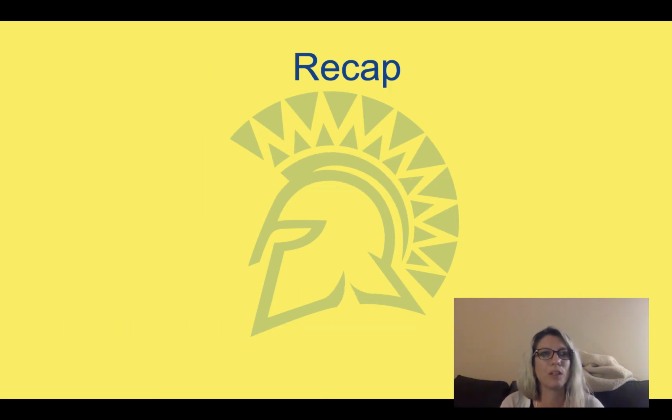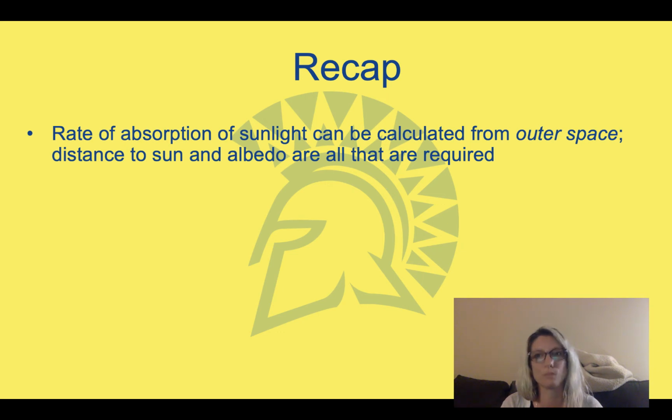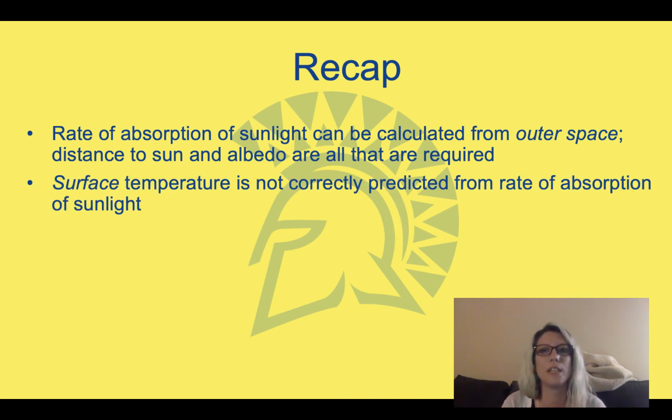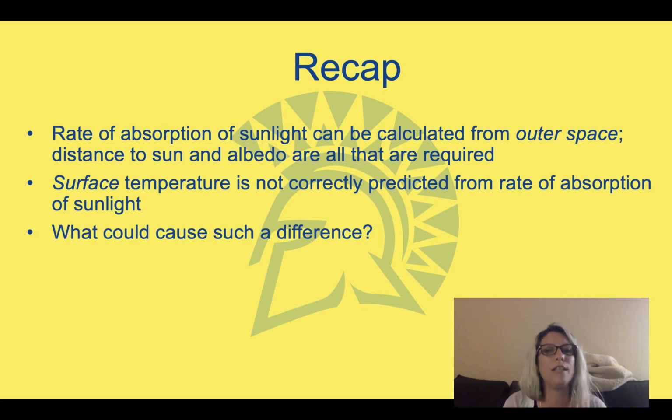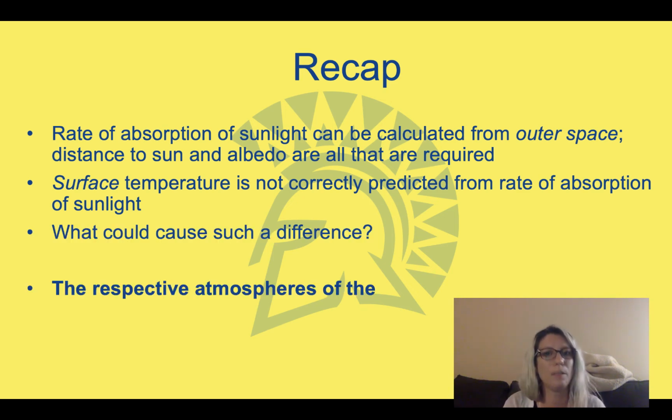Why? Again, we're going to go back to this last point. The rate of absorption of sunlight can be calculated from outer space. The distance to the sun and albedo are all the things that are required. We can actually calculate this. But surface temperature is not correctly predicted from the rate of absorption of sunlight. So what could cause such a difference? That must be this third idea that I keep mentioning, right? The respective atmospheres.